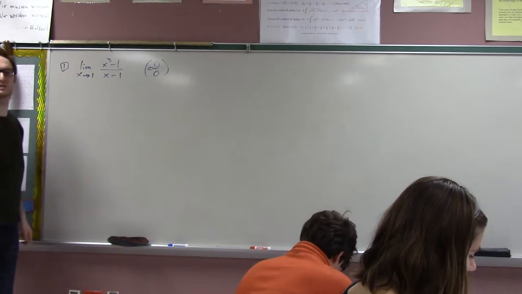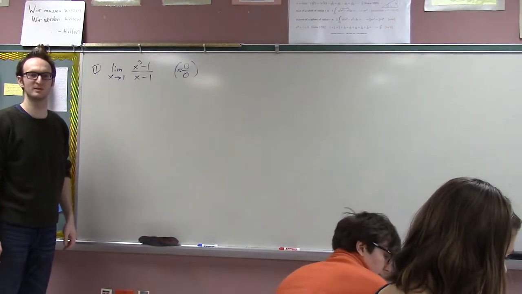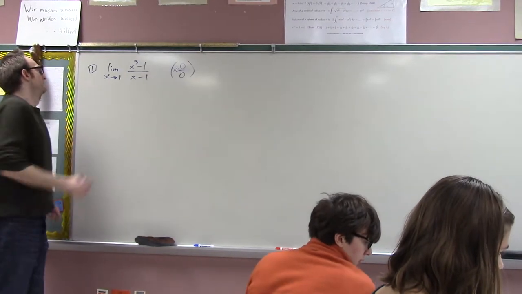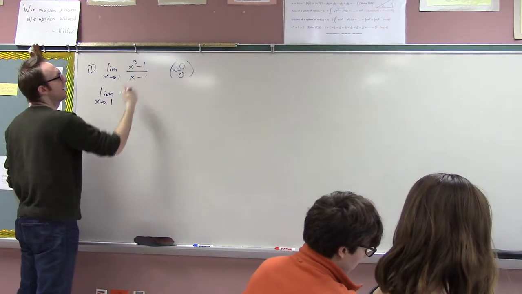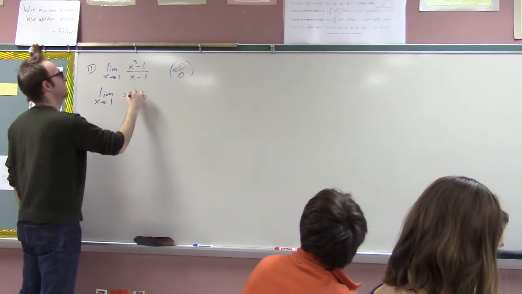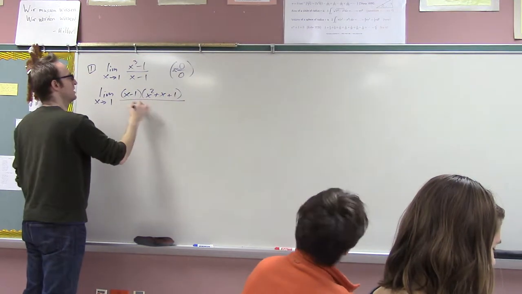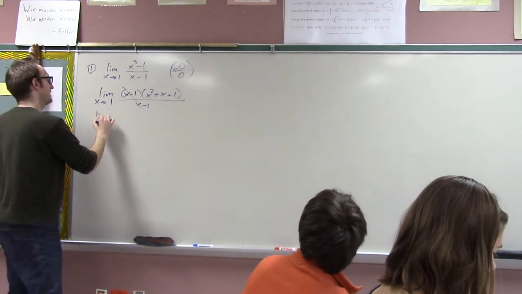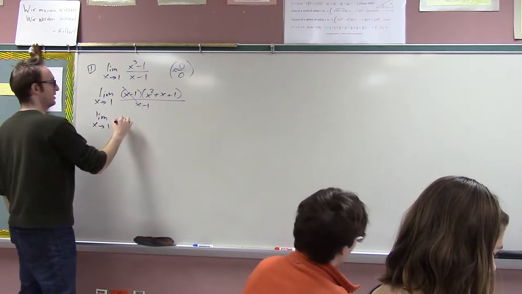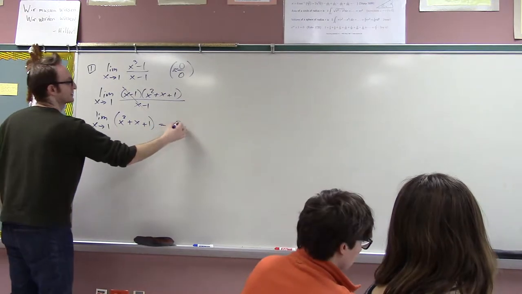What's the algebraic move that we eventually realize is the solution to our problems? We factor the numerator. Yeah, we just factor. Difference of cubes: x cubed minus 1 can be factored as x minus 1 times x squared plus x plus 1, over x minus 1. These cancel, and this just becomes the limit as x goes to 1 of x squared plus x plus 1, and now that's just 3.